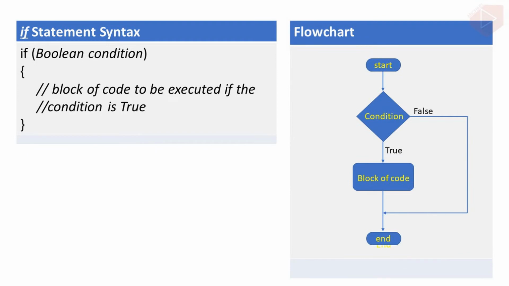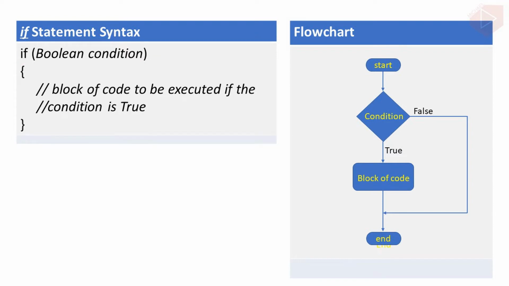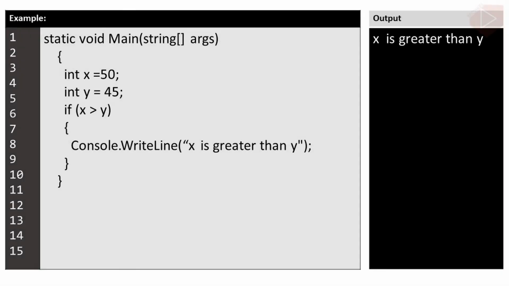Here is the syntax for the if statement and its equivalent flowchart. The if statement contains a Boolean condition followed by a single or multi-line code block to be executed. At runtime, if a Boolean condition evaluates to true, then the block will be executed, otherwise not. In this example, we test two values to find out if x is greater than 18. If the condition is true, then it will execute the block of code.